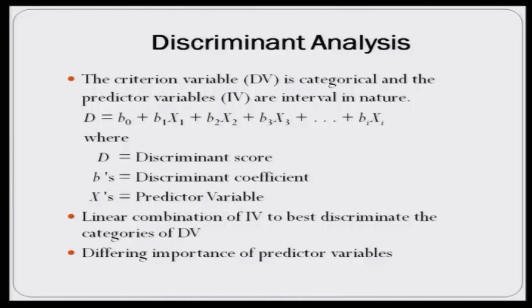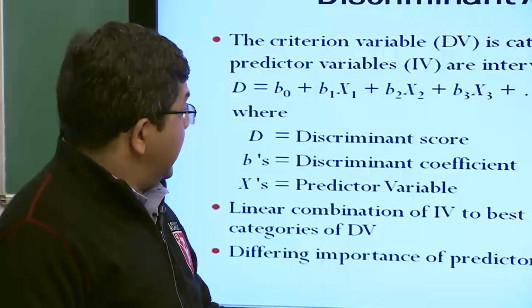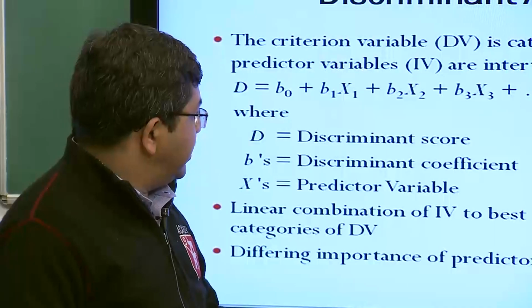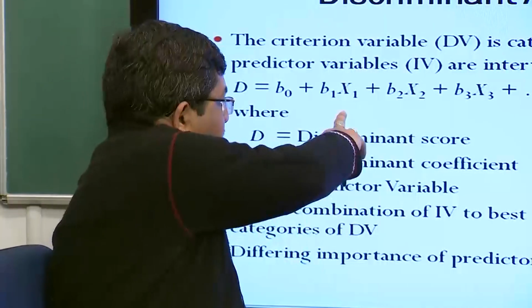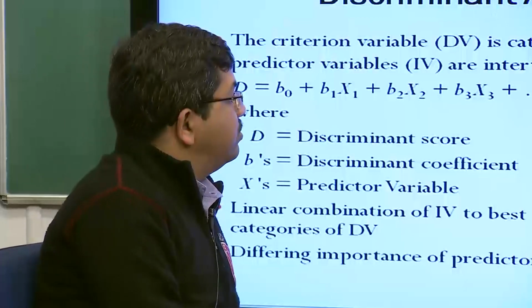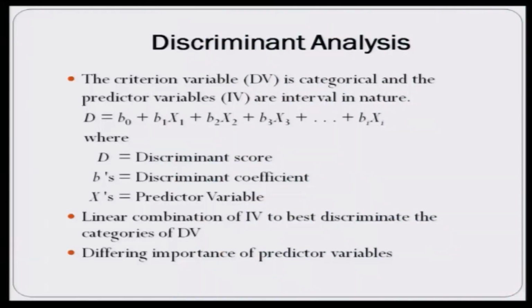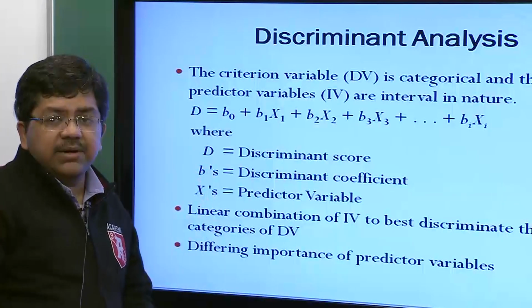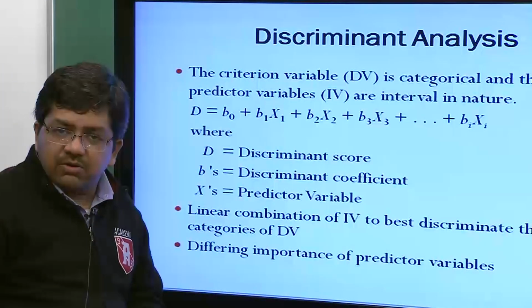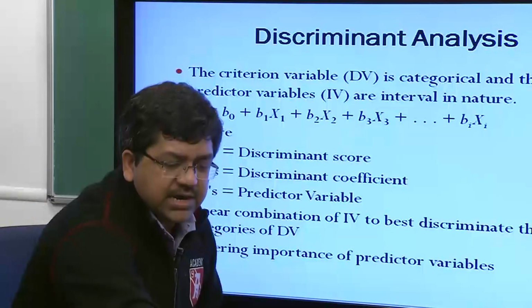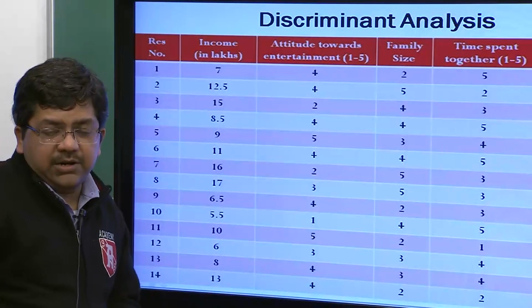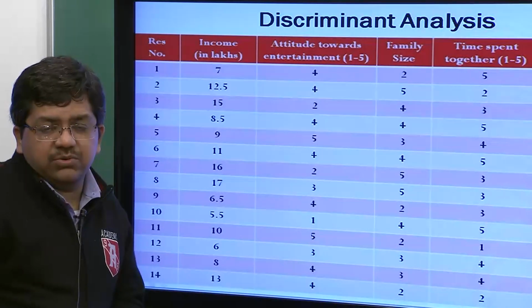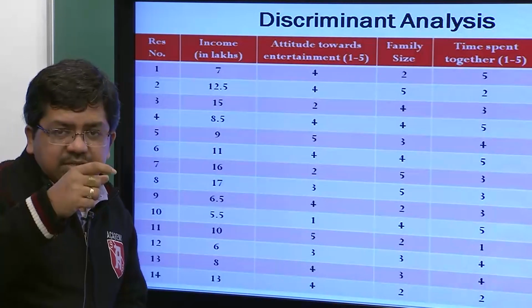So, in this discriminant analysis equation, if I have the data and if I can analyze it, I can tell which of these independent variables x1, x2, x3 or xi is more important. And one of the utilities of this discriminant analysis, as I will explain through an example, is that it could also be used to understand the differences across the categories.